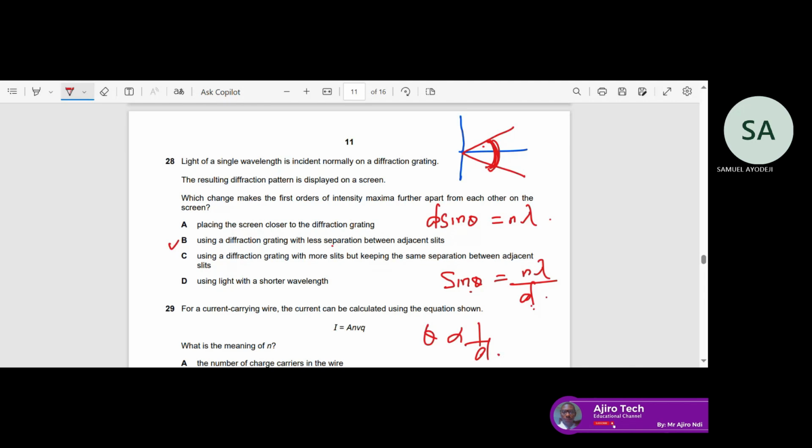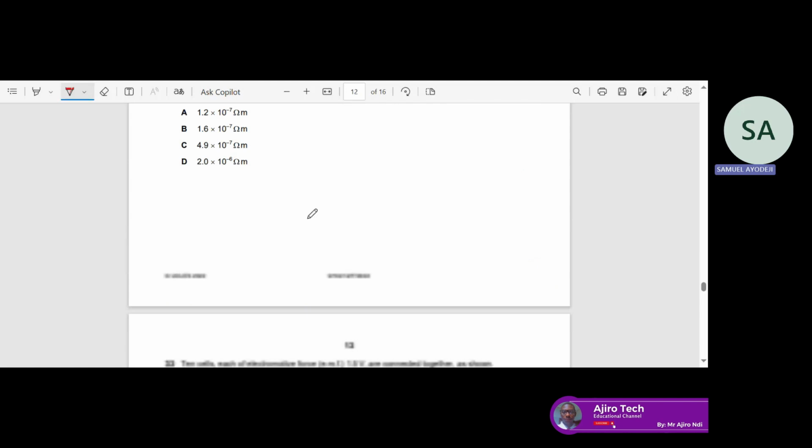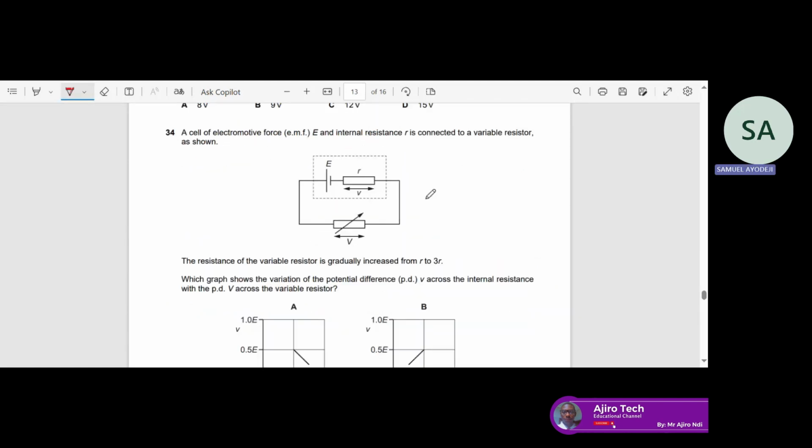Okay. Let's use this. Let's see. Okay. Number 34. Electricity. Yes, okay, this one. I'm going to do this as one. Now, tomorrow, this is what I'm going to do.